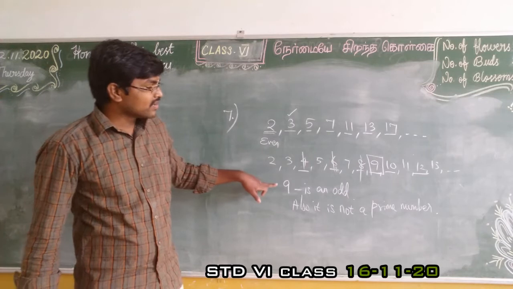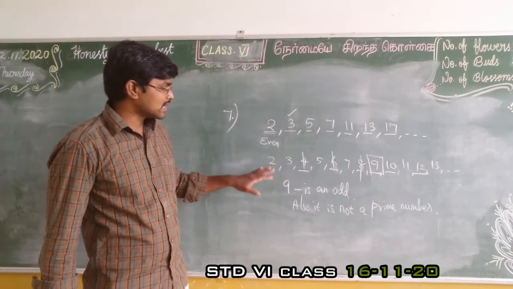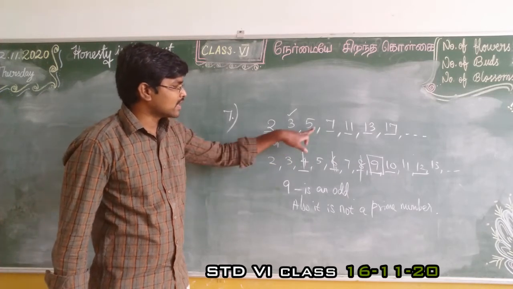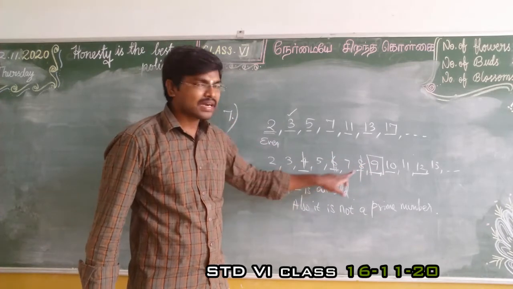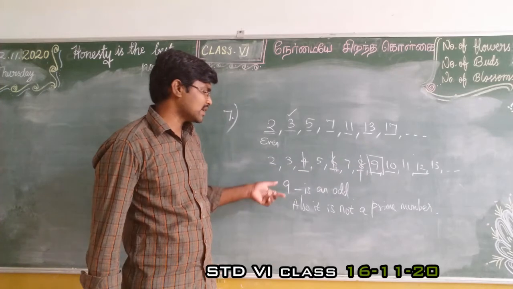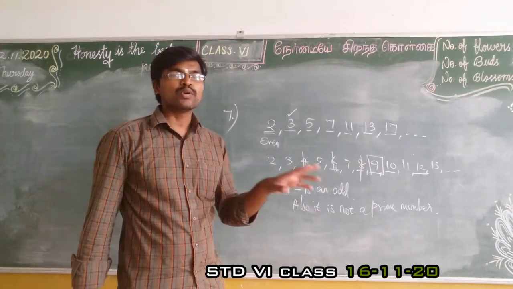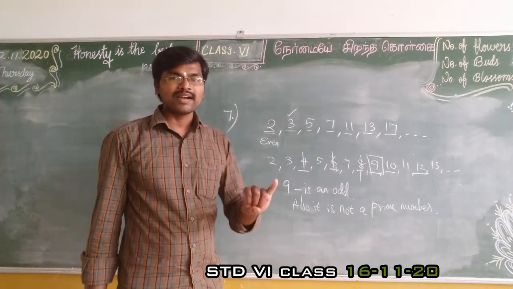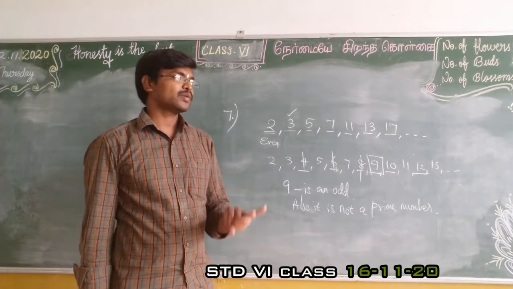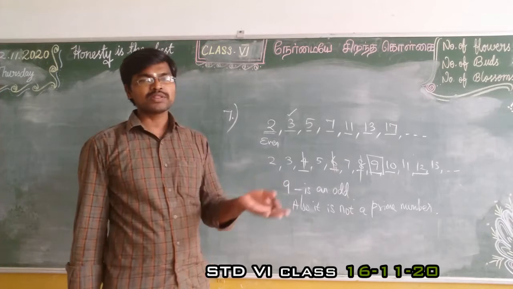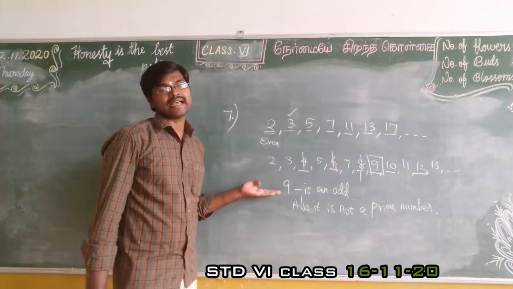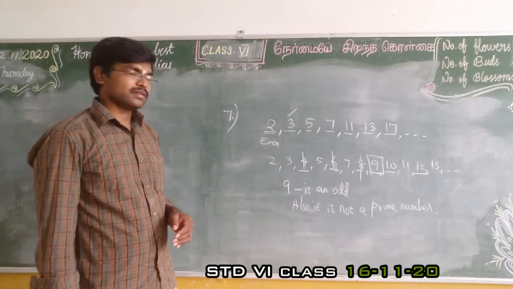So among even and odd numbers, 9 is one of the odd numbers, but 9 is not a prime number. 9 has more than 2 factors. It can be divided by 1, by 3, and by 9. So we have 3 possibilities, more than 2 factors. So simply we can say 9 is a composite number.